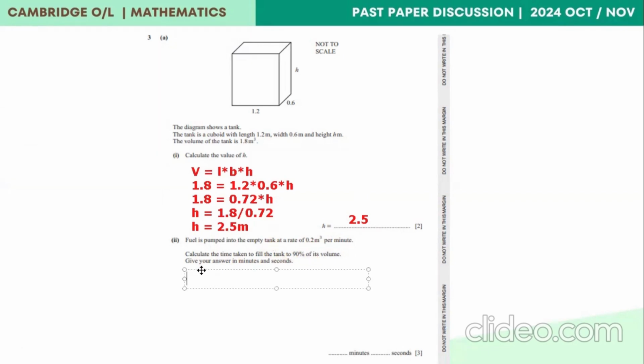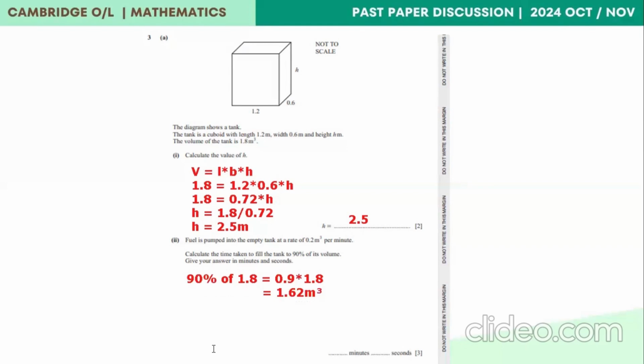So that would be 90% of 1.8, which is equal to 0.9 into 1.8. So 90% means 90 over 100, so that is 0.9. 0.9 into 1.8 is going to be 1.62 meter cube.